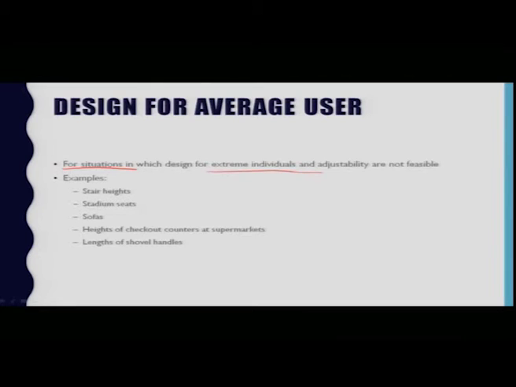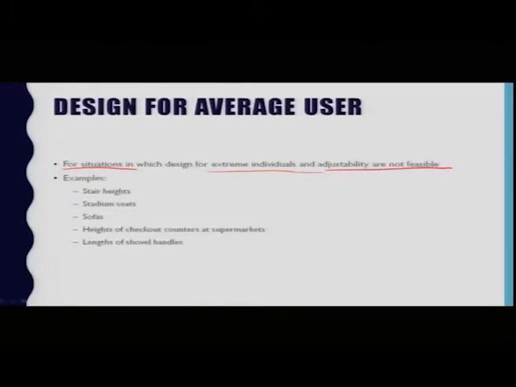So, in these cases the compromise is to design for the average user, that is the 50th percentile point. So, here, as the line is suggesting, this particular design for the average user is for the situation where the design for extreme individuals and adjustability are not feasible.